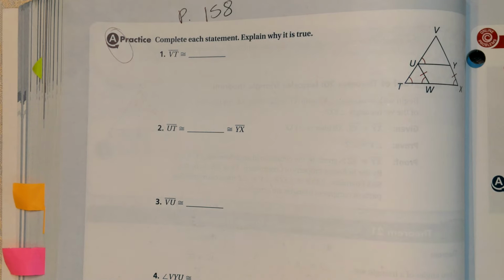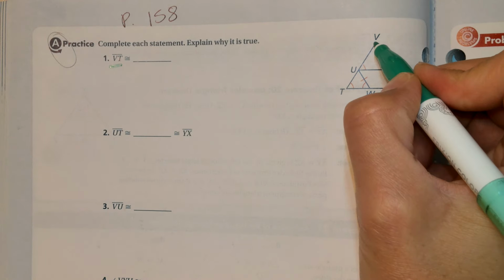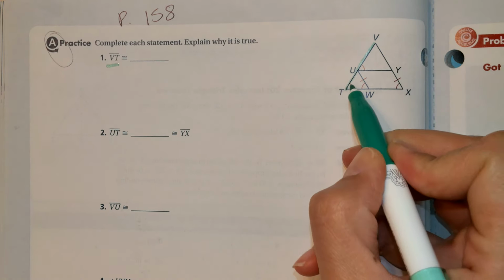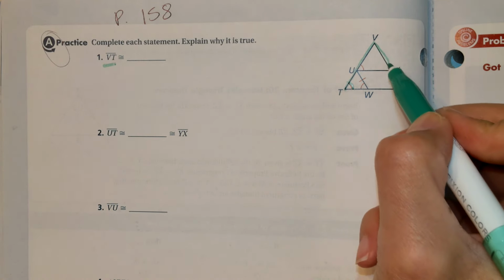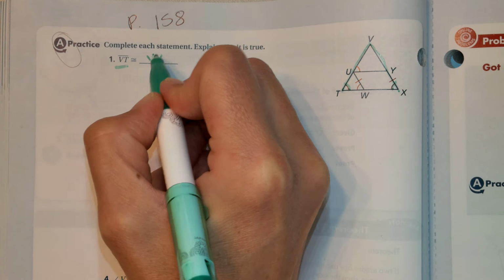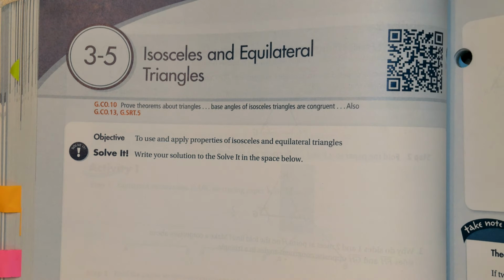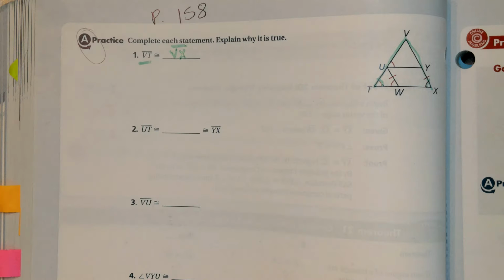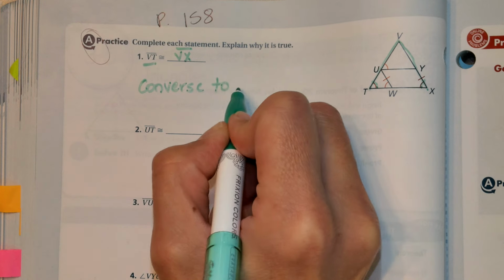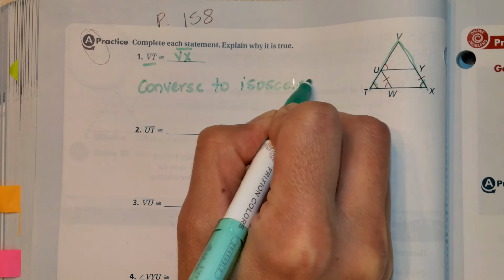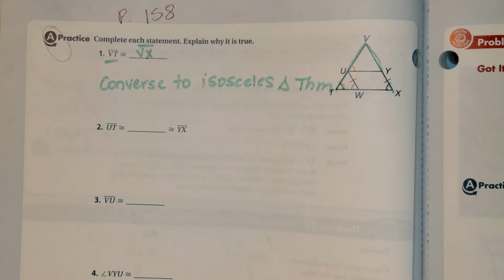All right, so let's take a look at this triangle. It says side VT is congruent to what side? So VT is here. I can see the base angles are marked. So I do know that side VT is congruent to side VX. And this is the one where it starts off with congruent base angles, which is the converse. I'm just looking back in the book, but you could also look in the notes. This is the converse to the isosceles triangle theorem.